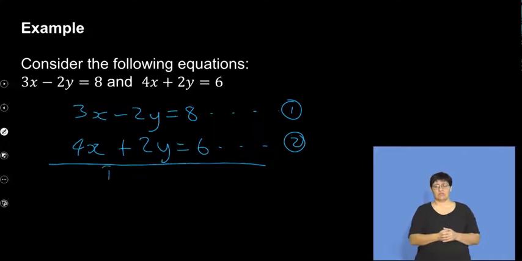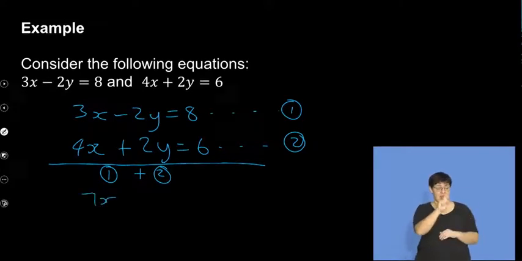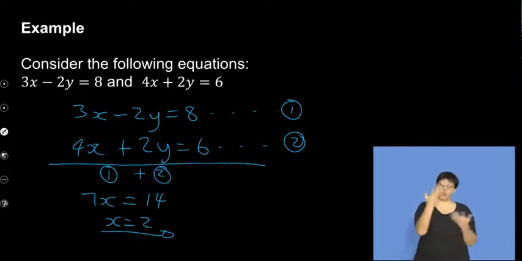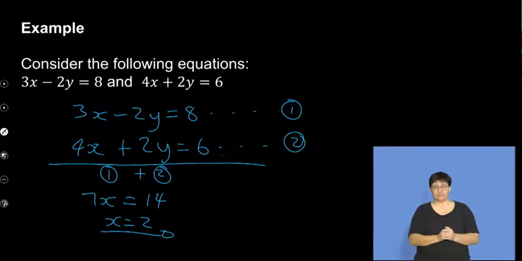So it means I will say equation 1 plus equation 2, which will then give me 7x equal to 8 plus 6, which is 14, meaning x is equal to a positive 2. To get the y value, I can use either equation 1 or equation 2. It doesn't really matter. They will both give you the same answer. So I'm just going to choose equation 1.